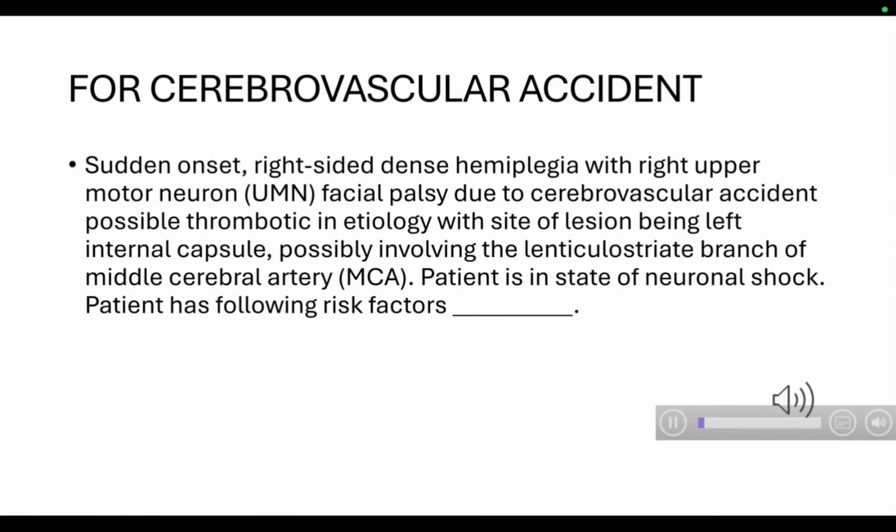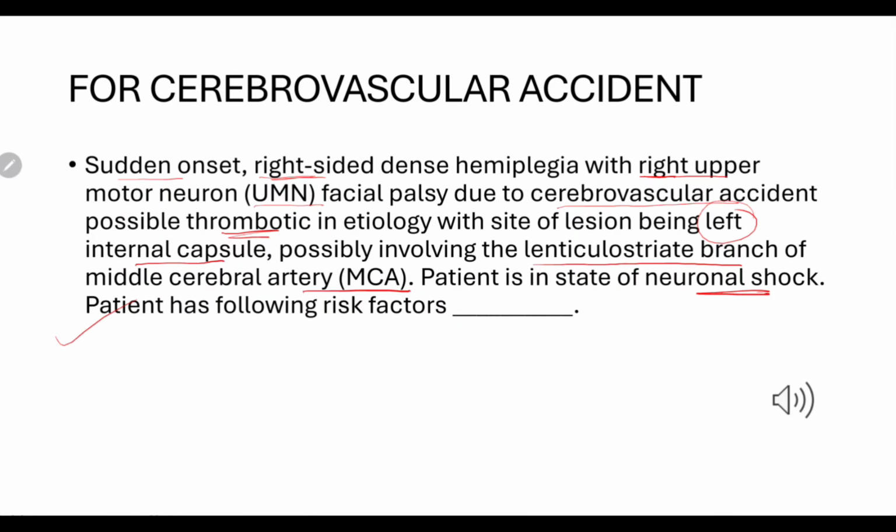For example, for a case of cerebrovascular accident, you must mention sudden onset, right-sided dense hemiplegia with right upper motor neuron facial palsy due to cerebrovascular accident, possibly thrombotic in etiology, with site of lesion being left internal capsule, possibly involving the lenticulostriate branch of middle cerebral artery. Patient is in a state of neuronal shock. You can also mention the risk factors for the patient here.